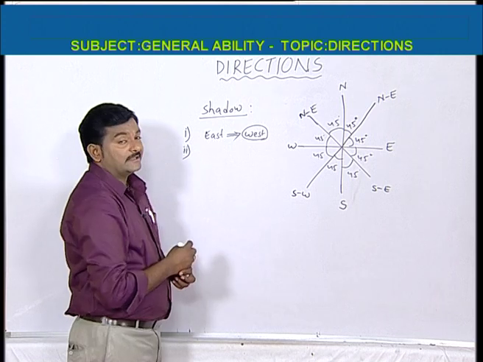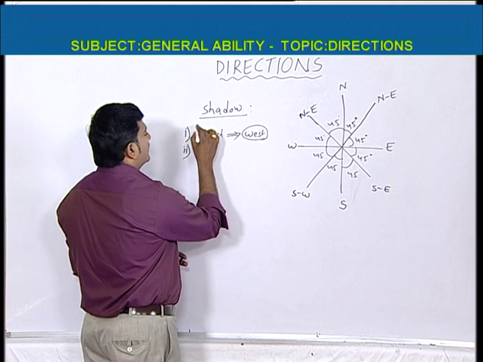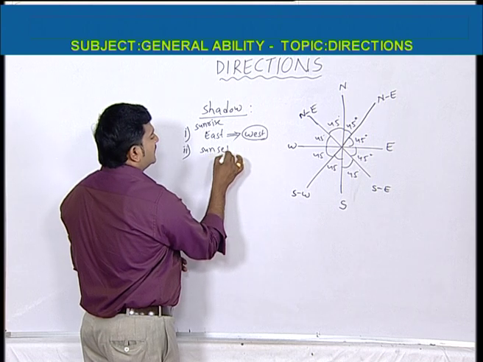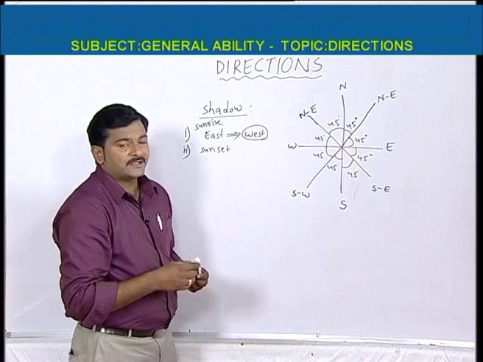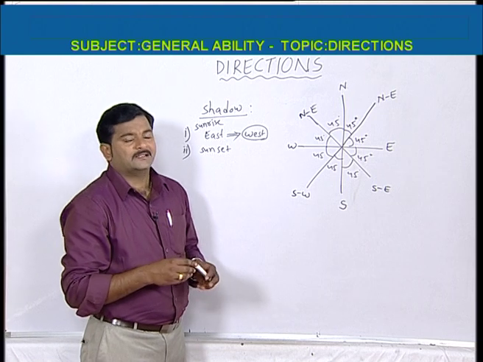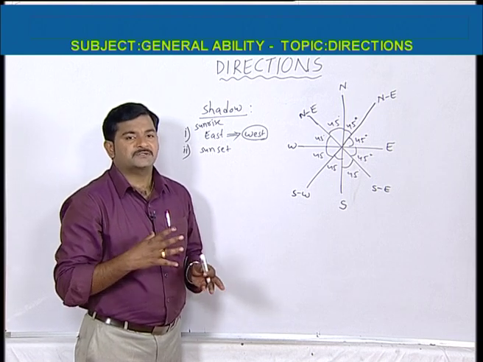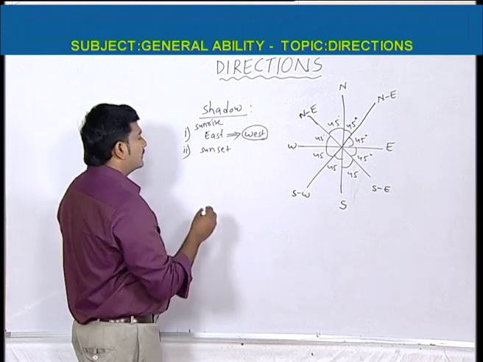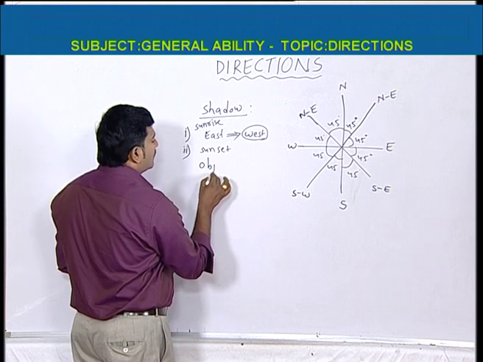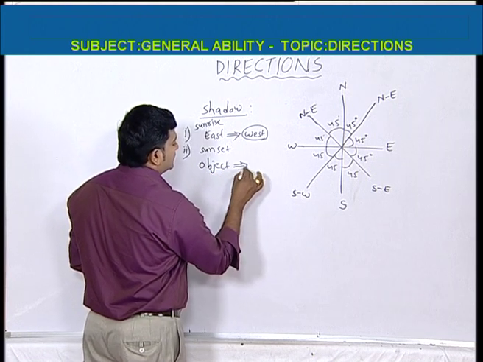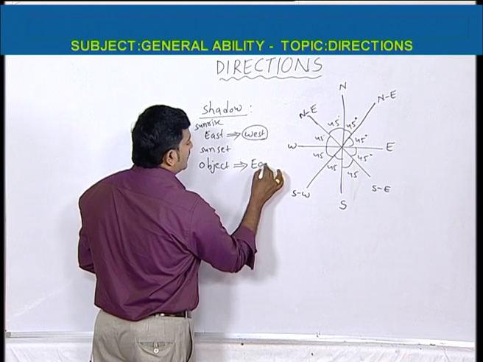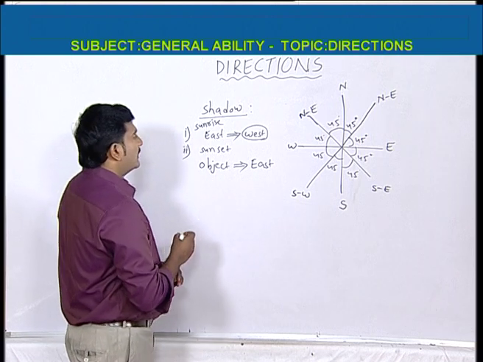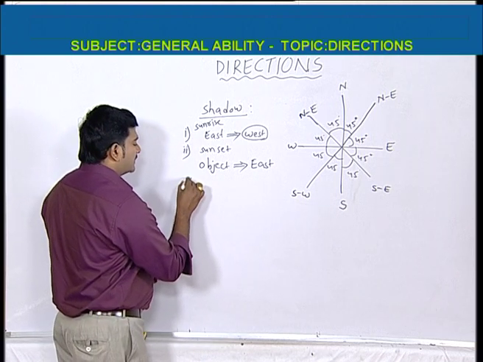Second point is at the time of sunset. So this is about sunrise. And at the time of sunset, if the person is facing any direction, the shadow of an object is always towards east direction. I repeat this second point. At the time of sunset, the shadow of an object is always towards the east direction. So this is the second point regarding shadows.